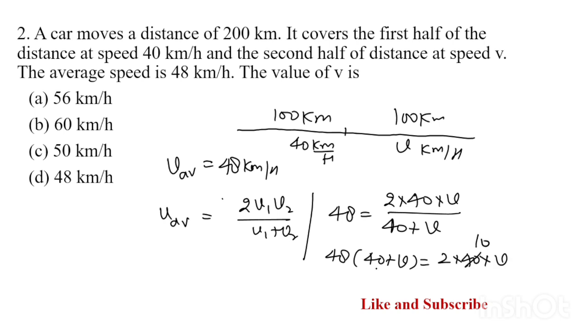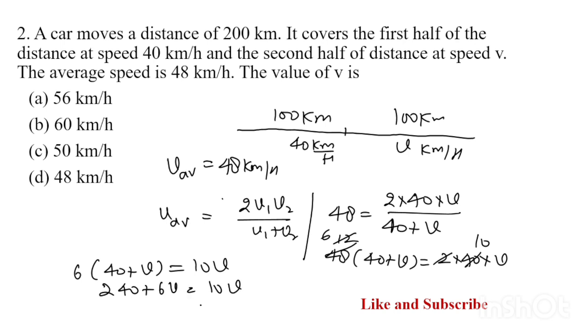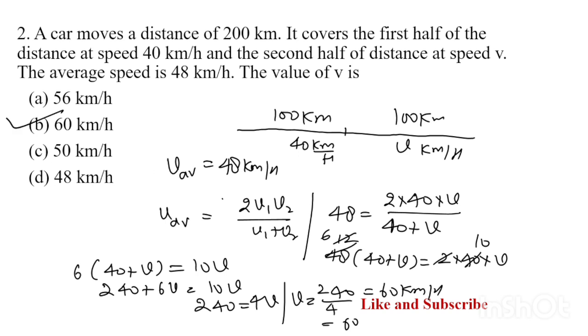First of all we cut by 4, this 12. Now we cut by 2, this 6. Now the value will be 6 into 40 plus v equal to 10v. The value will be 240 plus 6v equal to 10v. So 240 equal to 10v minus 6v, 4v, and v equal to 240 upon 4 that is equal to 60 kilometer per hour. So the correct option is B.